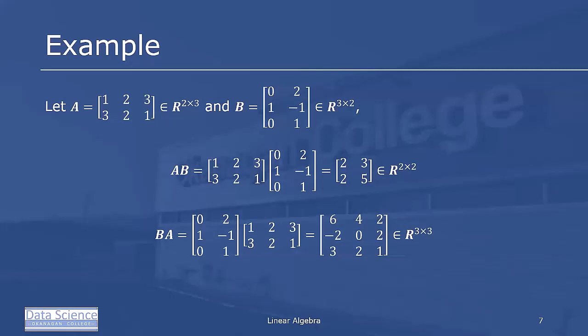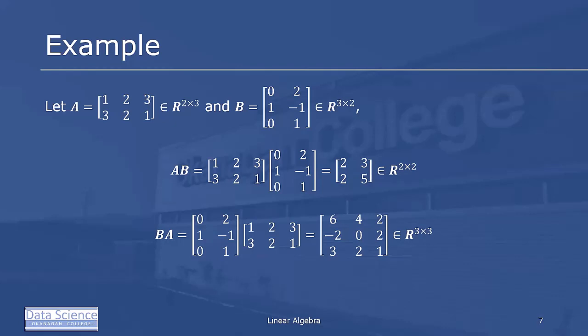Here's an example. We'll let A be the 2 by 3 matrix 1, 2, 3, 3, 2, 1, and B be the 3 by 2 matrix 0, 2, 1, negative 1, 0, 1. We can multiply terms in the first row of A by terms in the first column of B. So 1 times 0, 2 times 1, 3 times 0, and add those up, which is equal to 2. That becomes the entry in the 1, 1 spot in the resulting product matrix.